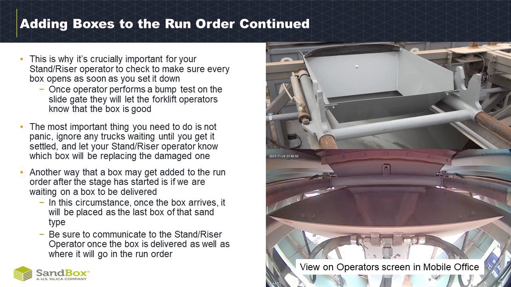Another way that a box may get added to the run order after the stage has started is if we are waiting on a box to be delivered. In this circumstance, once the box arrives, it will be placed as the last box of that sand type. Be sure to communicate to the stand or riser operator once the box is delivered, as well as where it will go in the run order. The pictures to the right show the view that the stand or riser operator has when the forklift is setting down a box and once the slide gate has been opened. In the bottom picture, you can see the sand starting to flow.